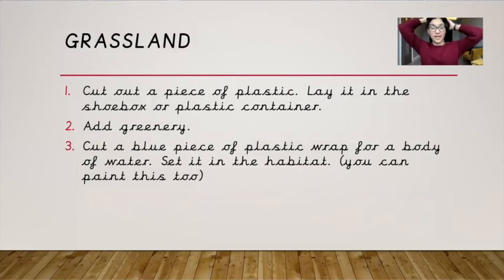If you are making grassland, what you can do is cut out a piece of plastic, lay it in the shoebox or plastic container, add greenery, and then cut a blue piece of plastic wrap for a body of water and set it in the habitat. You can paint this as well. Grassland is probably the simplest one you could do, which would be interesting to then see how you could make it really stand out and make it look like a grassland.